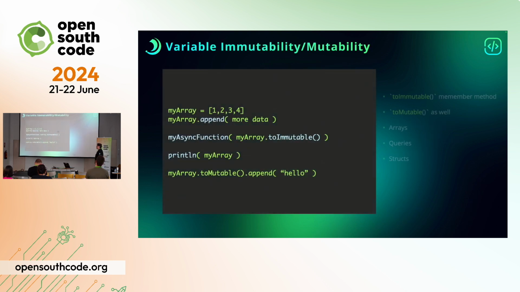Another one is immutability and mutability, and this was important for us for asynchronous programming. You can very easily call on any type to immutable, and that will basically seal that type, make it immutable. You can process it here, for example, in a synchronous function, and then when you're ready to do more things with that collection, you can say, hey, now I want it to become mutable. And then you can just say to mutable, and it becomes a mutable array at this point. And this is available for arrays, queries, structs, and more coming soon.